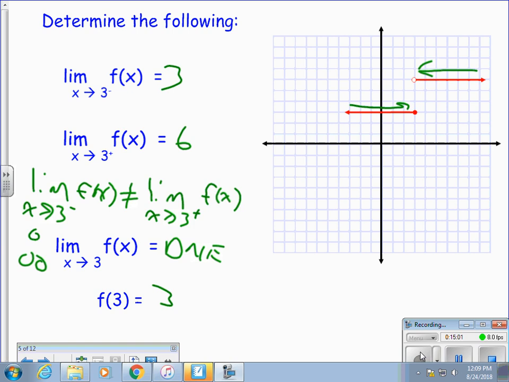Okay. Questions? Yes. So does it not exist because they're not the same? They're not the same. They don't go to the same point from the left and the right. Left and right have to be equal, or the limit itself does not exist.